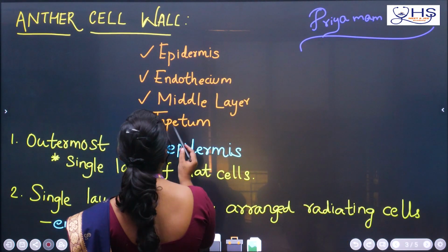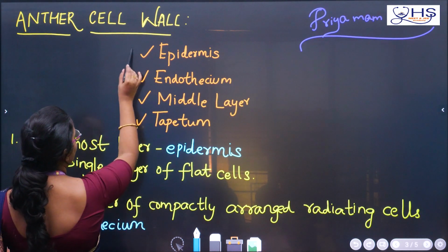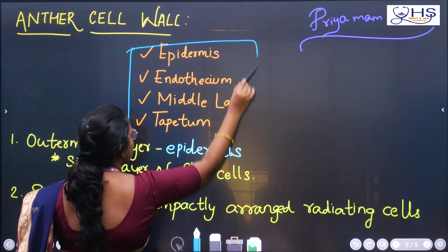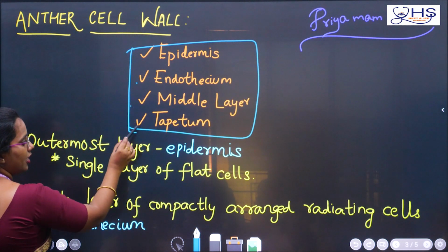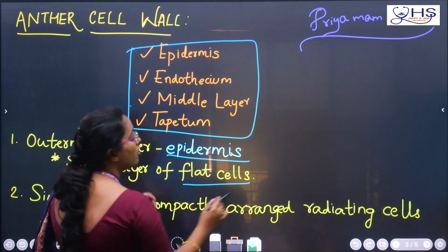So this is the anther wall. Anther wall is made up of 4 layers. What are the 4 layers? Epidermis, endothelium, middle layer and tapetum. The outermost layer is the epidermis. It is made up of flat cells.